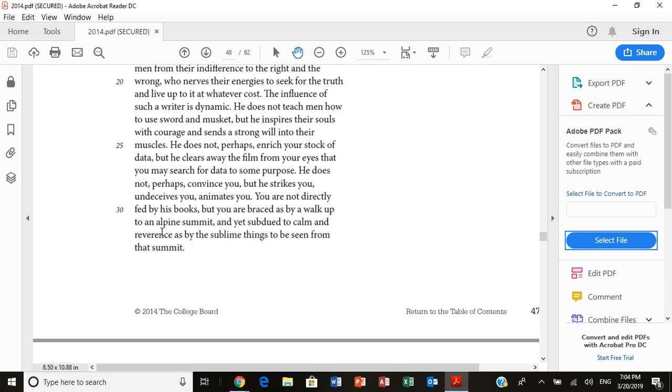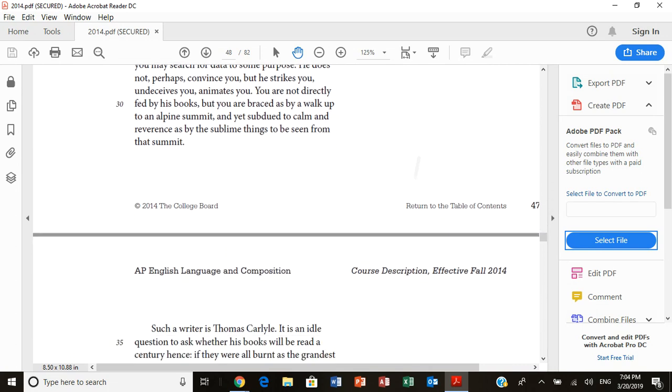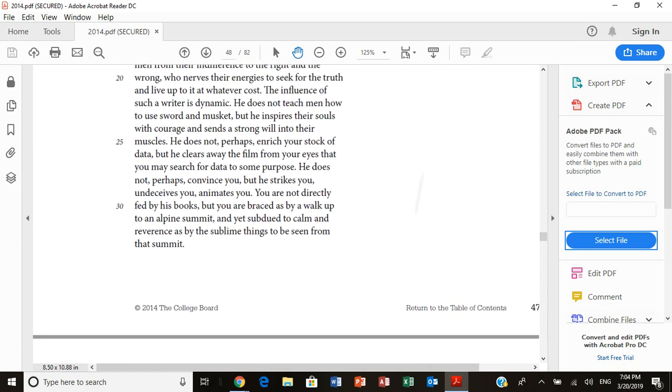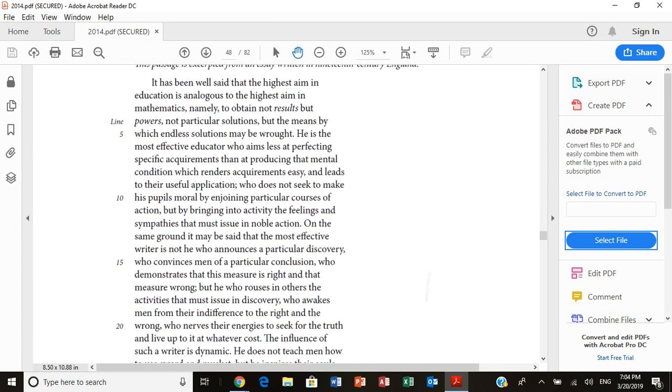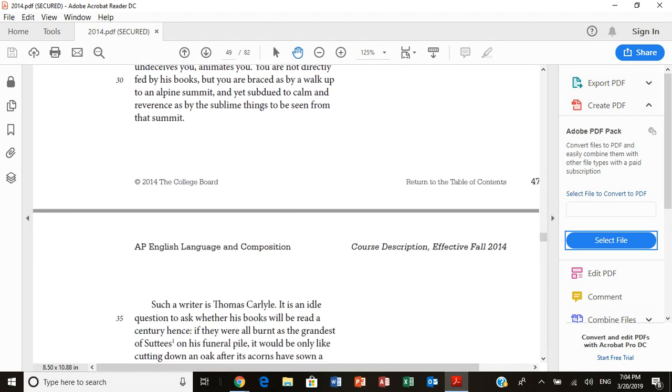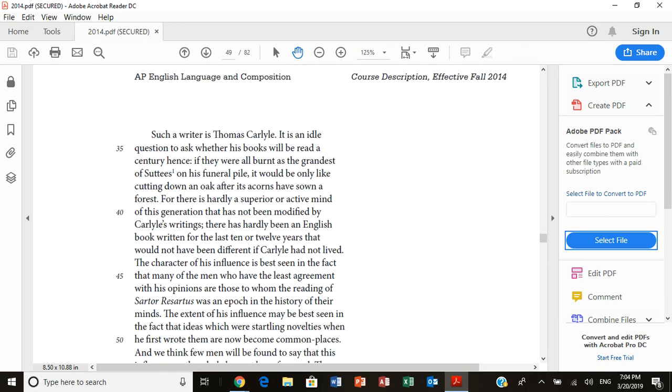And so a walk up of the Alps, a summit, the highest point of a mountain in the Alps, might induce you to feel both calm and, at the same time, reverence in the beauty. Okay, and he's saying that's a lot better than just being fed by these books. You are braced. Now, all of that was one paragraph, and now we get our second paragraph.